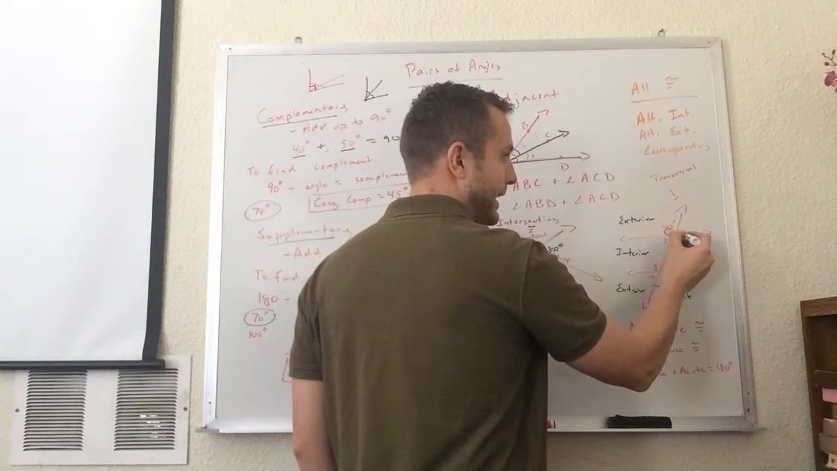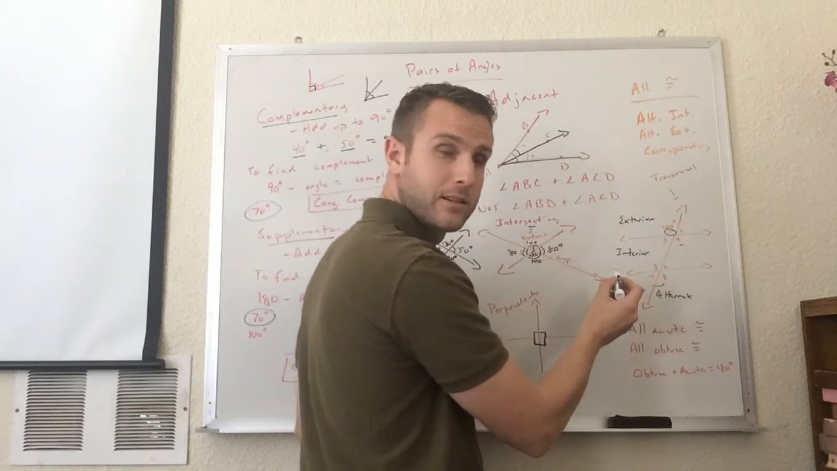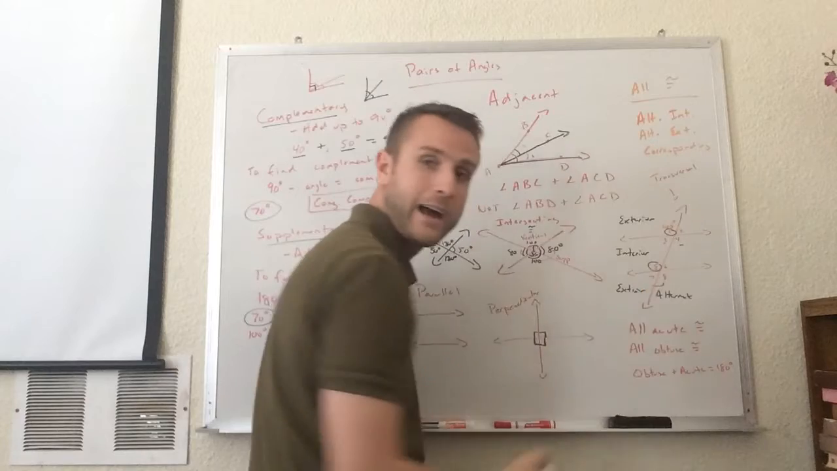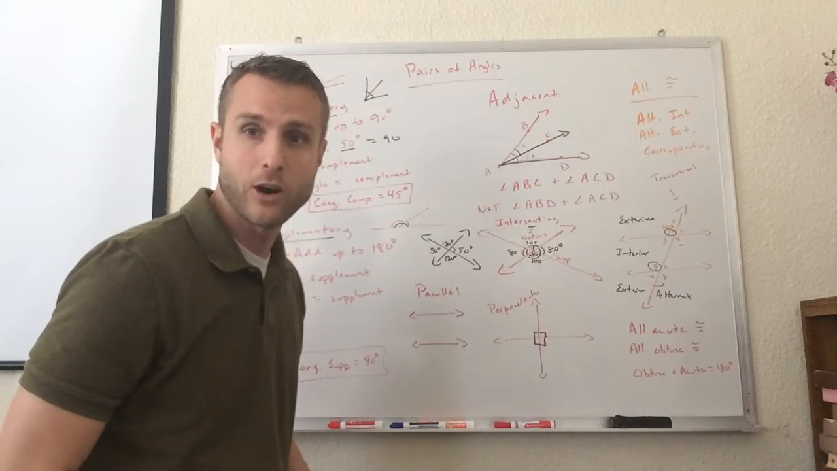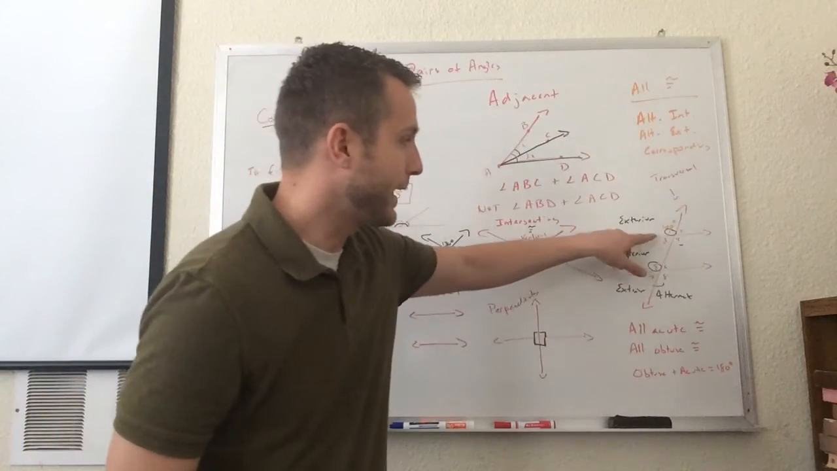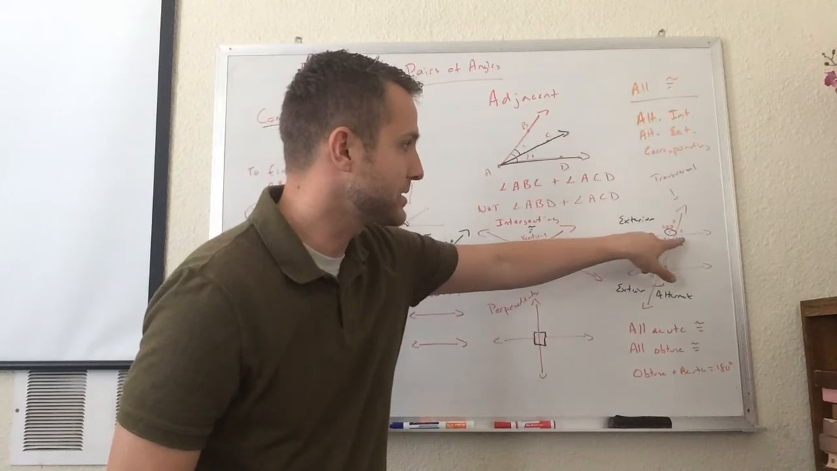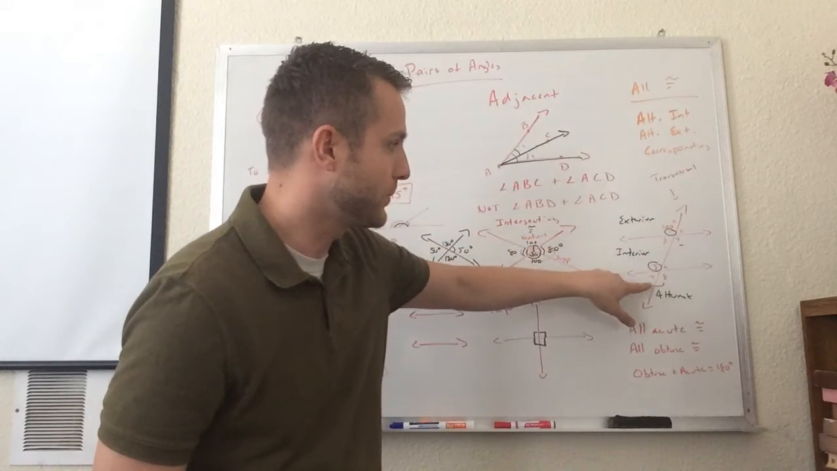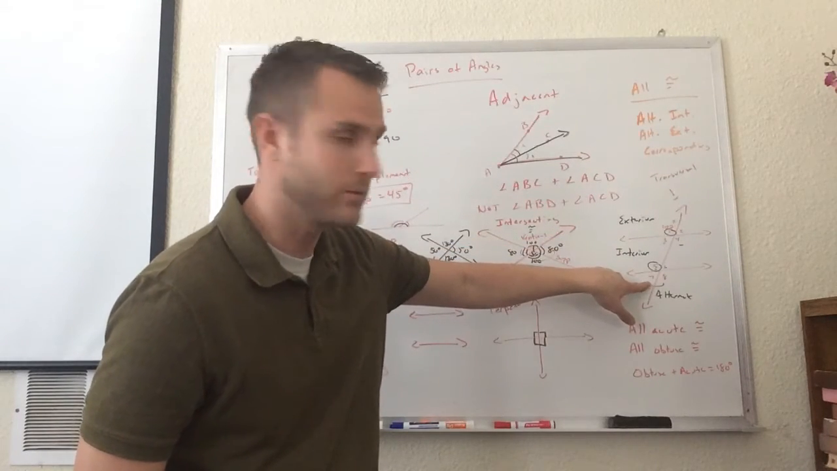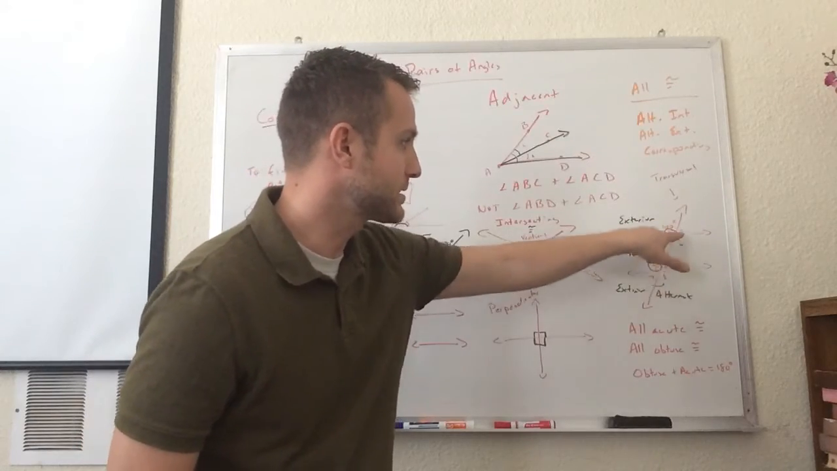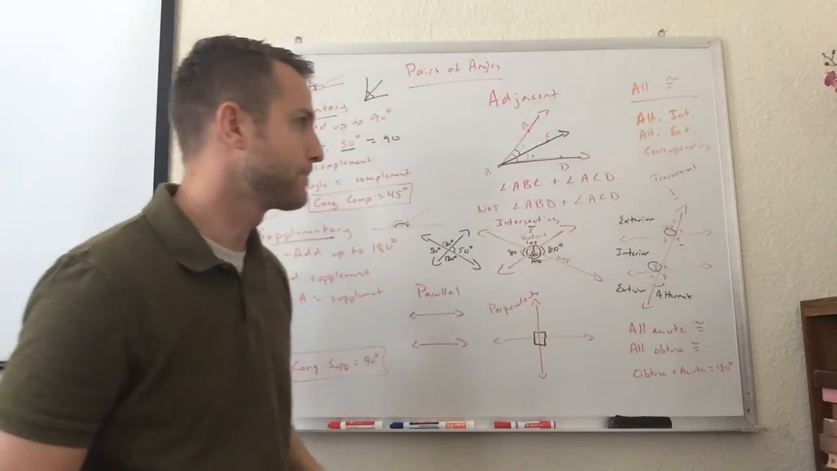So angle 1 is on the top left, and down here angle 5 is on the top left. So they are corresponding. What angle would correspond with 3? Well, 3 is on the bottom left, so the bottom left here is 7. So 3 and 7 would be corresponding. 2 and 6, 4 and 8 would all be corresponding.